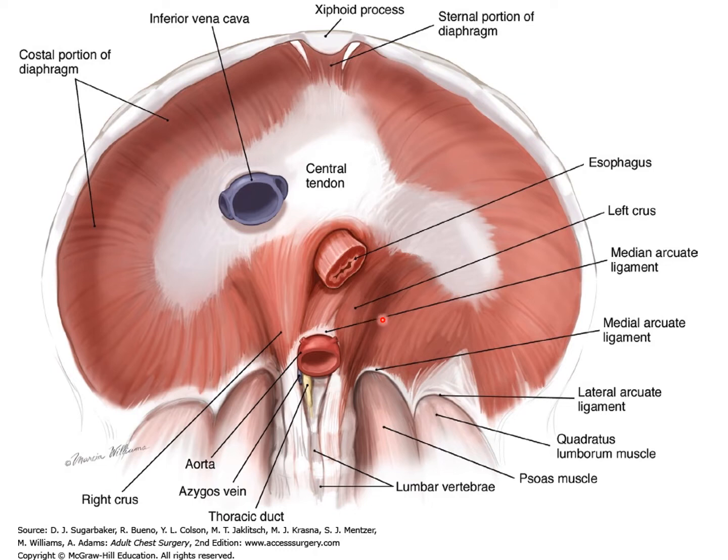The three major openings in the diaphragm that we see are the aortic opening, the posterior most, the esophageal opening in the middle, and anterior most is the inferior vena cava opening.